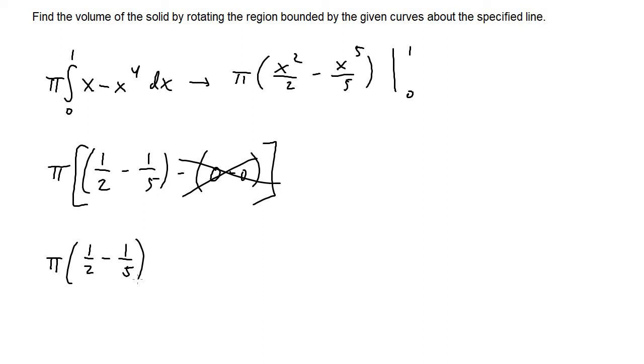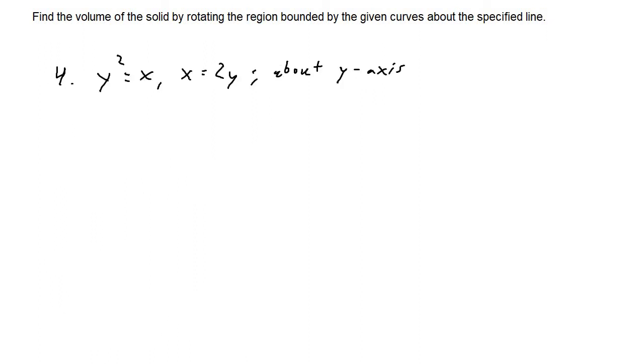Now I can just go ahead and combine those two fractions. I can rewrite 1/2 as 5 over 10, and rewrite 1/5 as 2 over 10. 5 over 10 minus 2 over 10 is 3 over 10, so that gives us our final answer of 3 pi over 10.